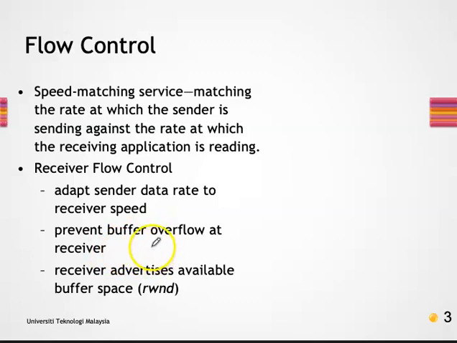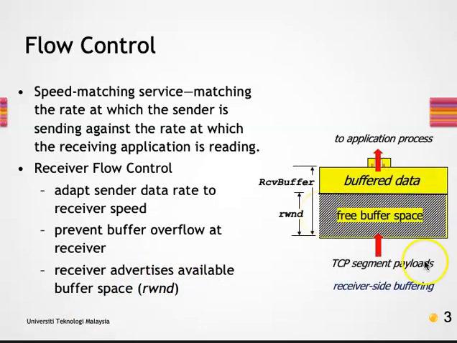The first thing that the flow controller has to do is for the receiver to advertise its available buffer space, or we call it the RWND value. RWND means receiver window. Here we can see the receiver side buffering. This is the receive buffer, which is the buffered data waiting to be processed by the application. Here is the receiver window, or in other words, it is called free buffer space.